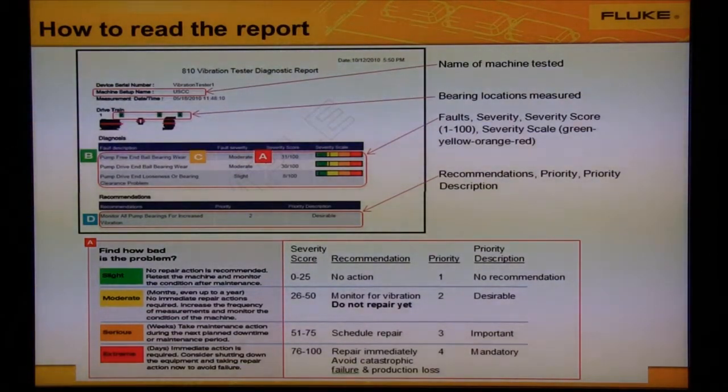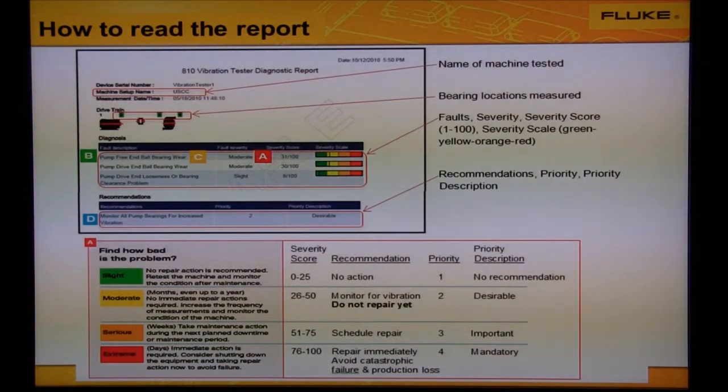In section A, we see the severity of the fault. In the chart below, we see the severity ranges are slight, moderate, serious, and extreme. Notice that over on the right, the severity scores, the recommendation, the priority, and description all track with the severity of the fault. Slight means we do nothing.